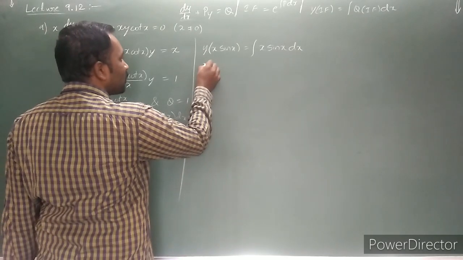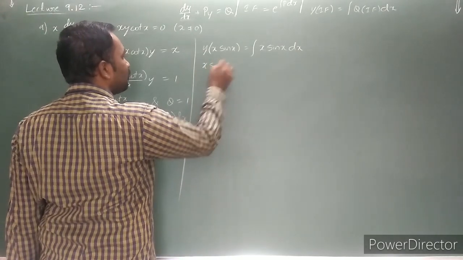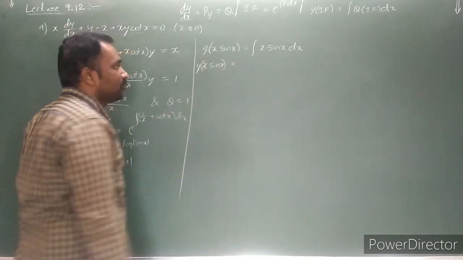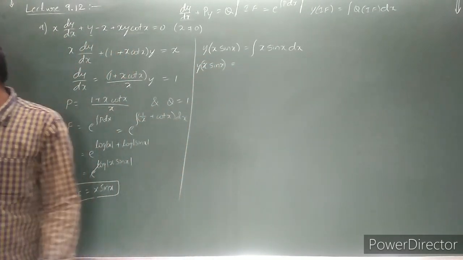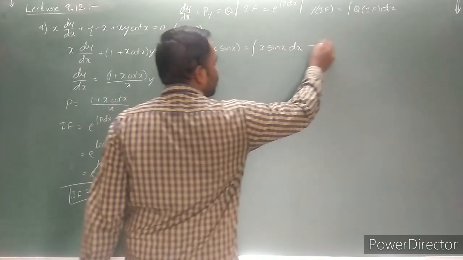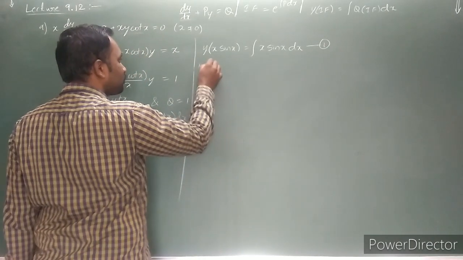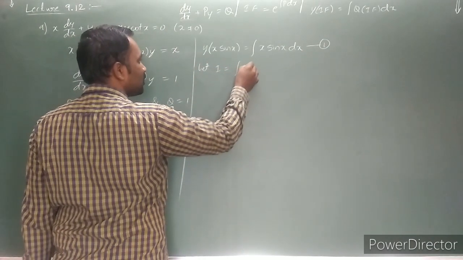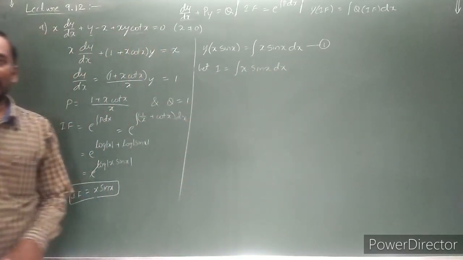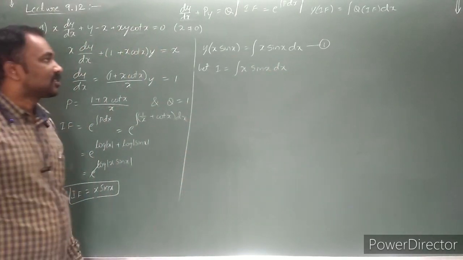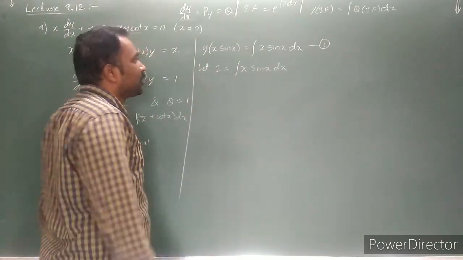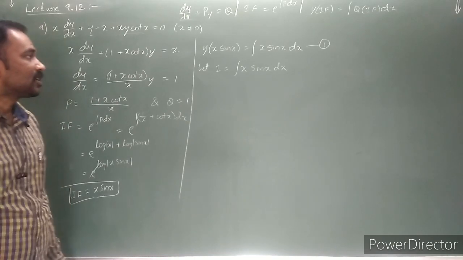Left hand side, no problem: x sin x times y, or xy sin x, is equal to the right hand side. It is better to write the right hand side value separately, so I take it as I. Call this equation number 1. Let I be equal to the integration of x sin x dx. Because sin x is that and x is that, I separately integrate, then replace it, or you can proceed directly as you wish.